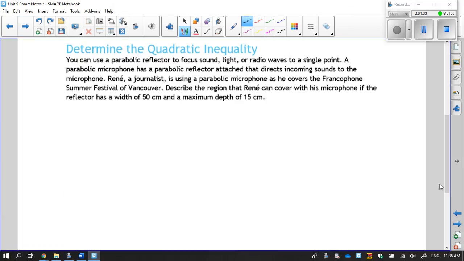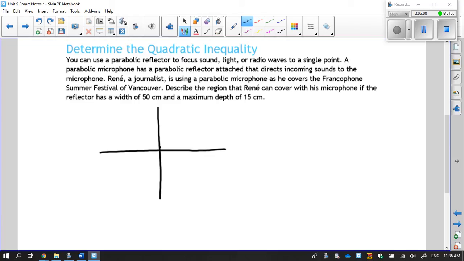But we are going to do this one together. You can use a parabolic reflector to focus sound, light, or radio waves to a single point. A parabolic microphone has a parabolic reflector. Describe the region that Renee can cover with this microphone. The reflector has a width of 50 and a maximum depth of 15. So this is kind of like a bridge problem that we've done prior. You need to sketch it.